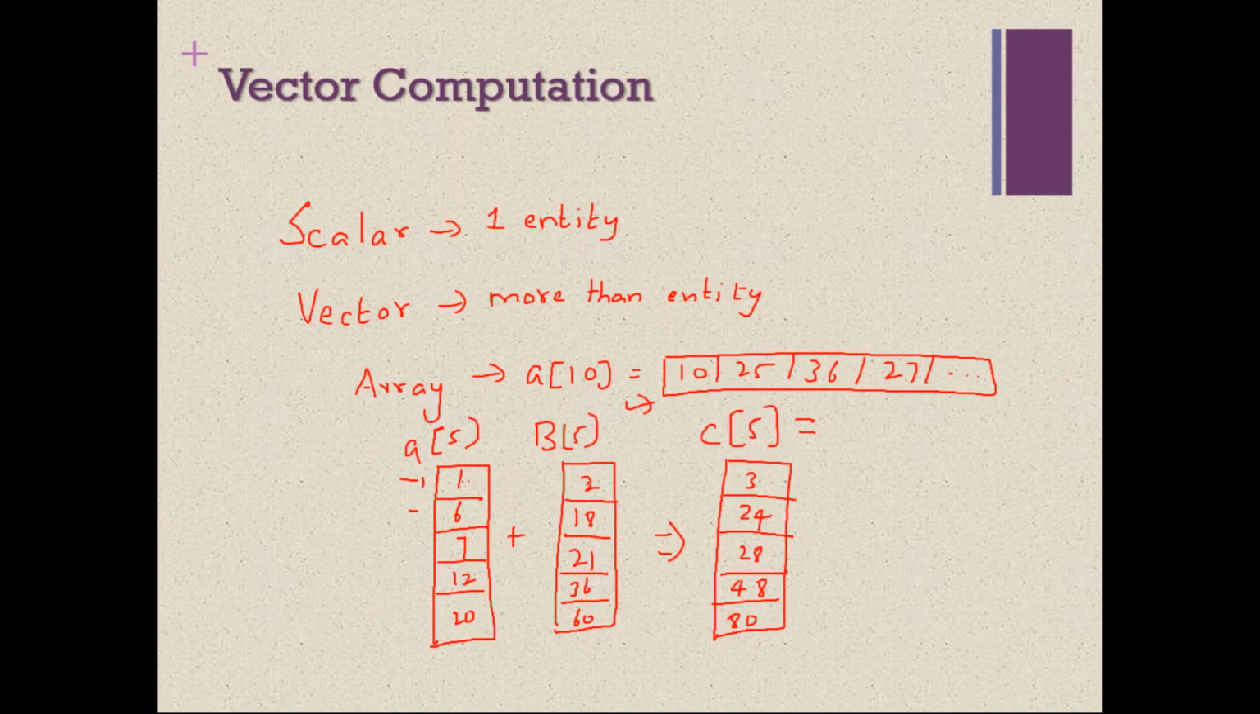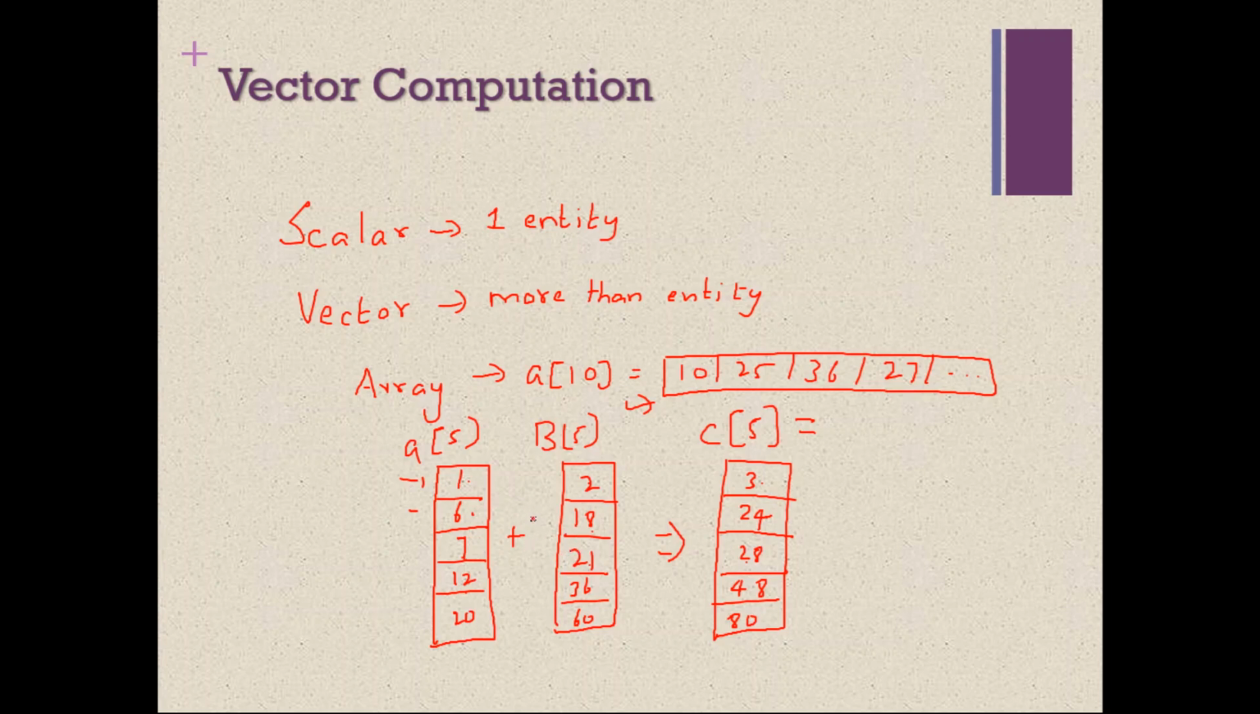Like this, 1 and 2 will be added and this gives 3. Then 6 and 18 will be added, 24 will be created. Then 7 and 21 will be added, the result 28 will be created. Then 12 and 36 will be added and then 20 and 60 will be added. So even though these are vectors, this type of addition is actually a scalar addition. It is not a vector computation, it is a scalar computation.